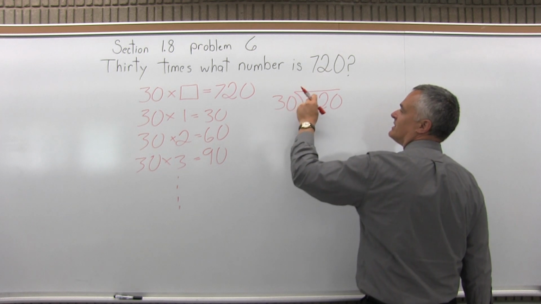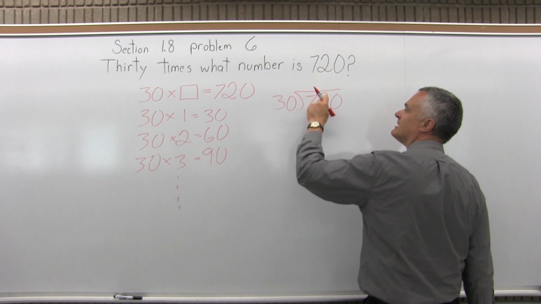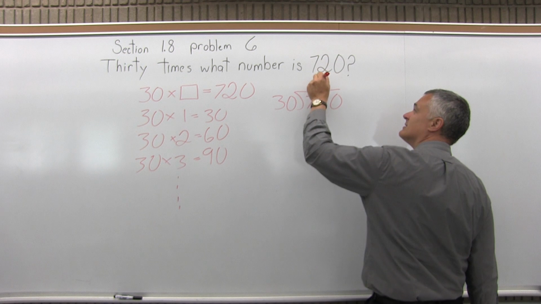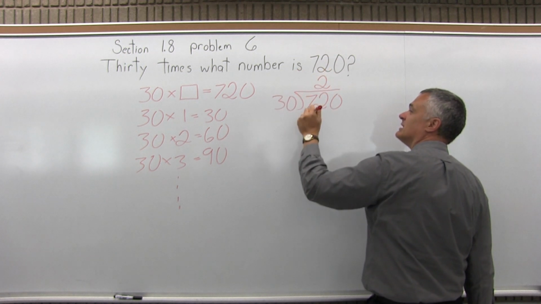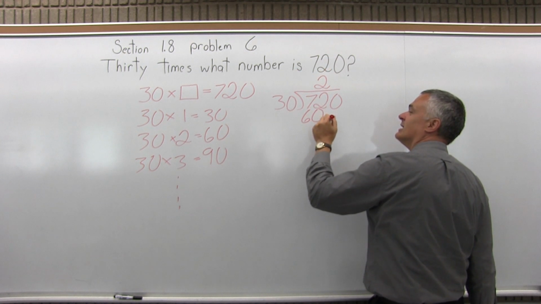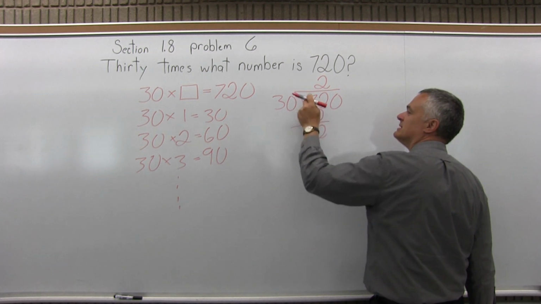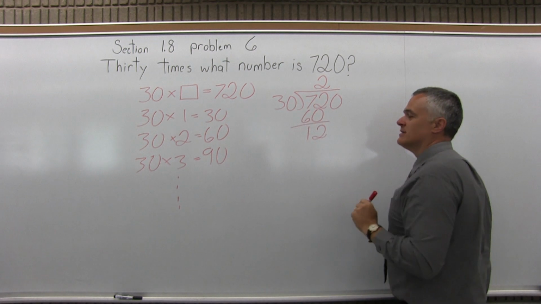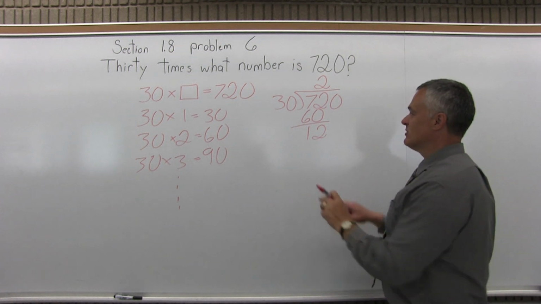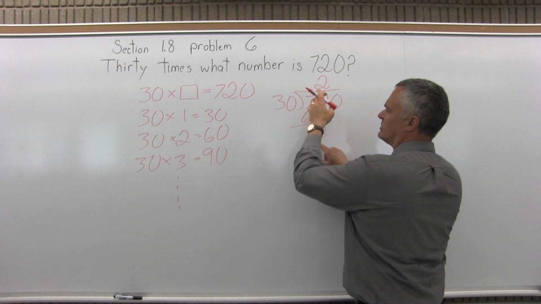So 30 won't fit into 7. 30 will go into 72 twice. 2 30s is 60. Now I subtract. 2 minus 0 is 2. 7 minus 6 is 1. The subtraction is 12. That's a good answer because 12 is smaller than 30, so I picked the right number for the top.